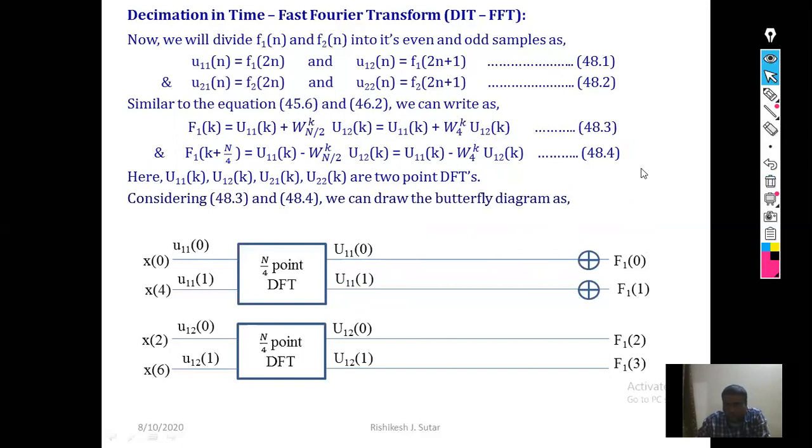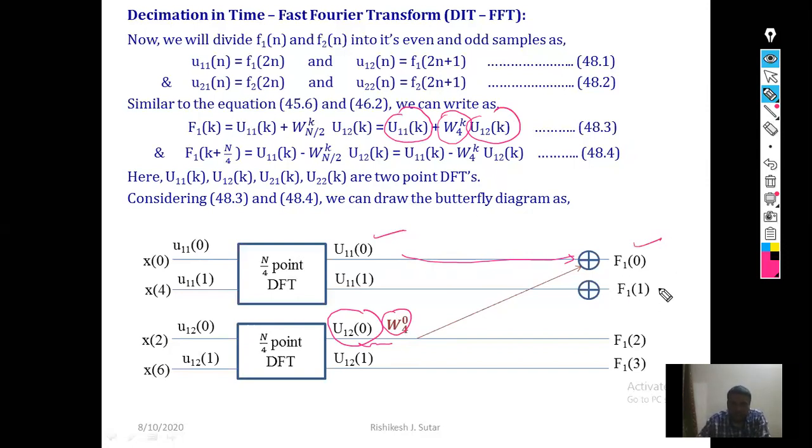I have shown here adders. Now you can see here, it is u11 of 0 first. This u11 of 0 will come here as it is. Then this w40, and this is u12 of k, that is here k is equal to 0, so it is u12 of 0. So the multiplication of these two will be added with this u11 of 0, and I will get f1 of 0.